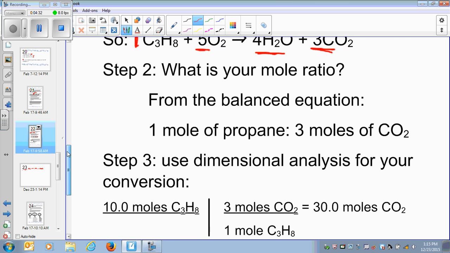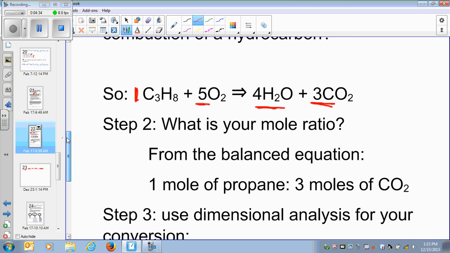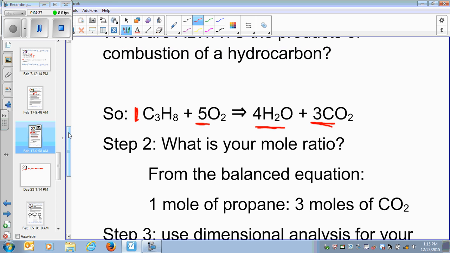If I have 10 moles of propane, then how many moles of carbon dioxide can I get? If the question is that instead of 1 mole, I have 10 moles of propane, then how much carbon dioxide can I produce? So I draw the dimensional analysis. I have 10 moles of C3H8.